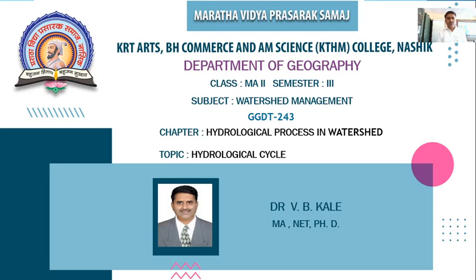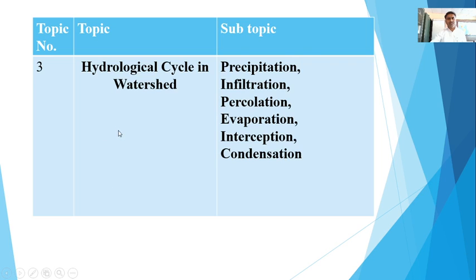Today we are going to learn the hydrological cycle. As you know, there is rainfall every year and in every monsoon. But how does this process activate and how does it function, we have to see. In the previous lecture, we have seen all the processes which occur in the hydrological cycle: precipitation, infiltration, percolation, evaporation, interception, and condensation. But what exactly occurs whenever the hydrological cycle is functioning, we have to see.